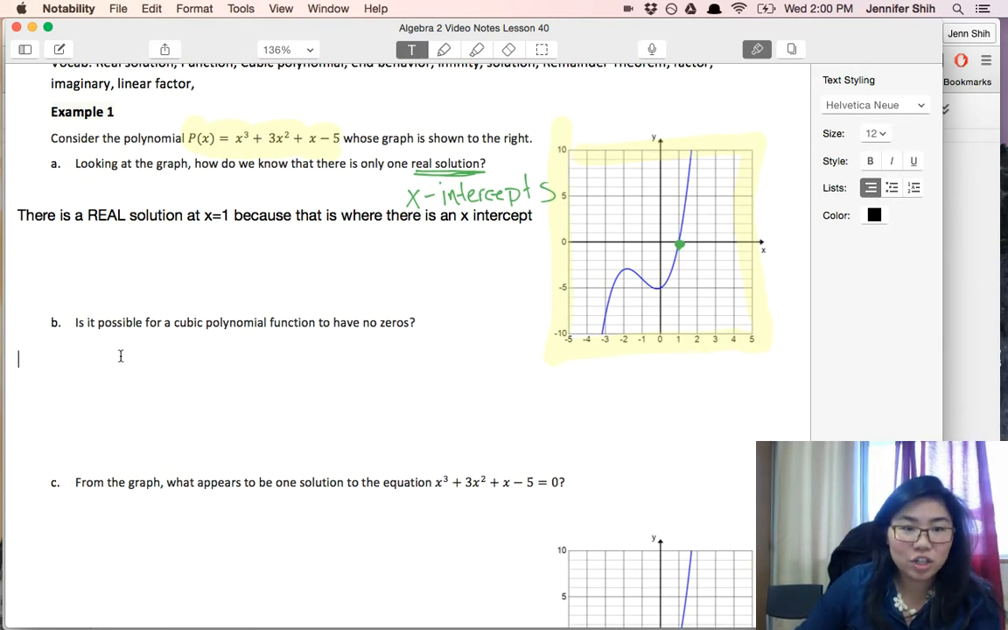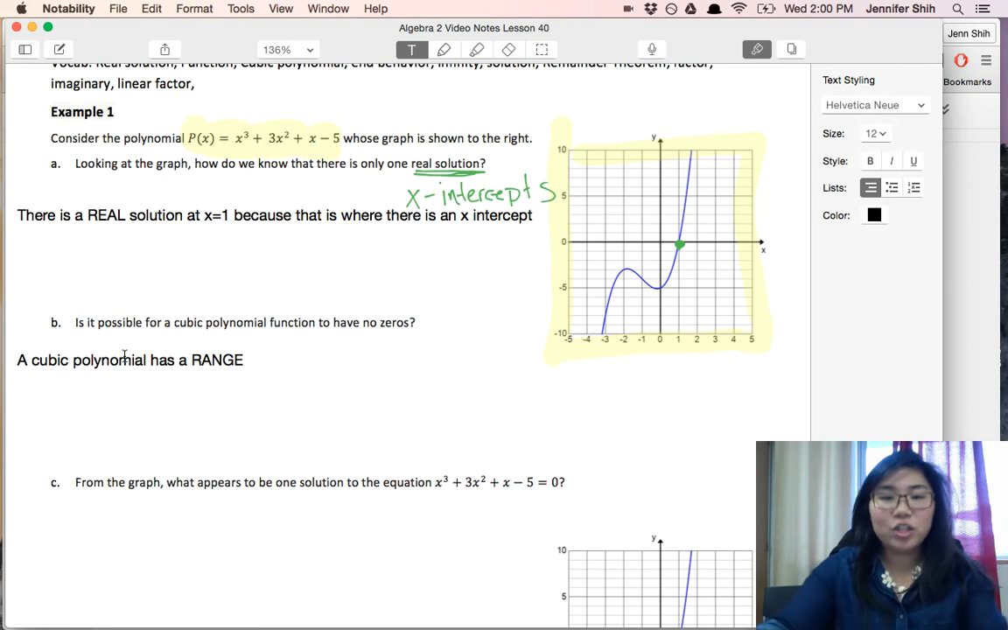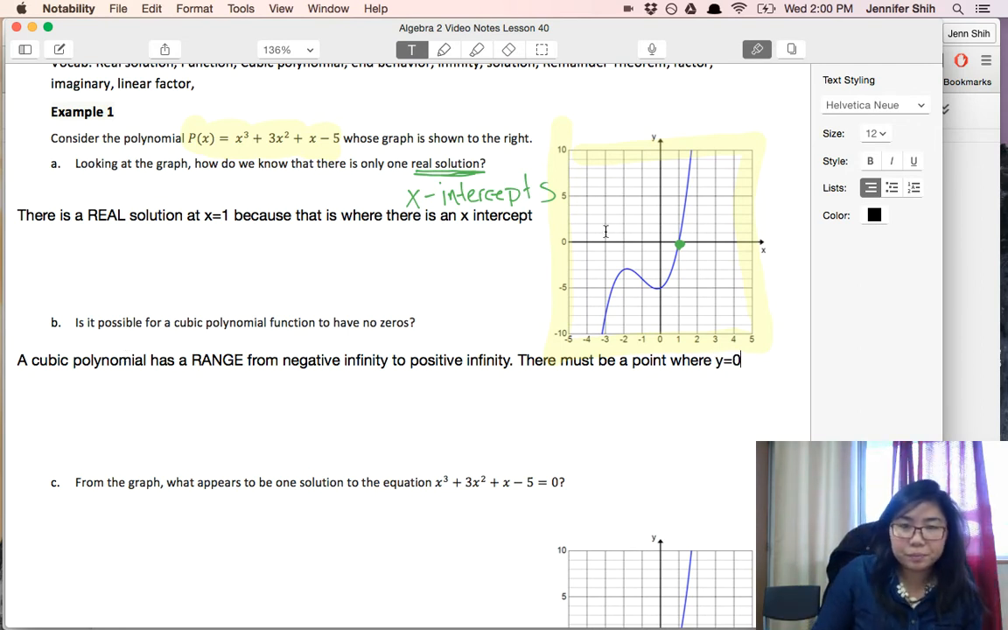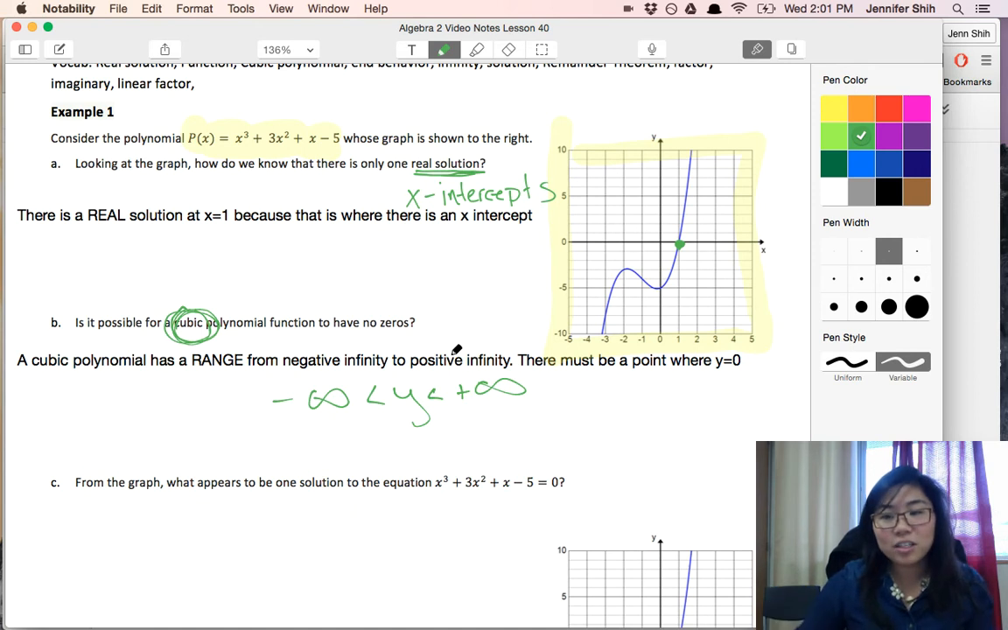And this is where we have this conversation again about a cubic polynomial. It has a range, all the y values. So we're bringing in our prior knowledge. It has a range from negative infinity to positive infinity. There must be a point where y equals 0. In a cubic function, there's got to be a point where y is equal to 0, because if our range is from negative infinity all the way to positive infinity, somewhere between negative infinity and positive infinity is 0. And so that is why in our cubic polynomial, our range goes from negative to positive infinity, and it has to cross the x-axis at least once.